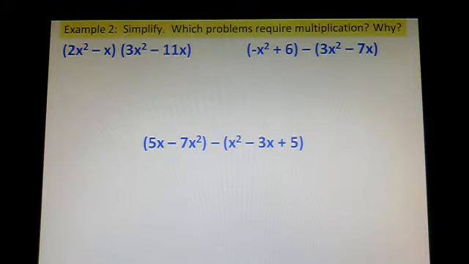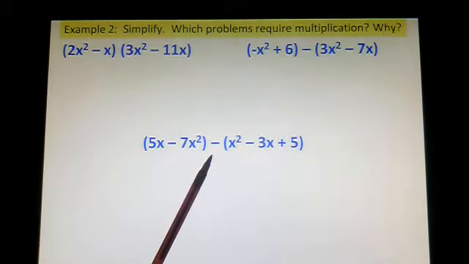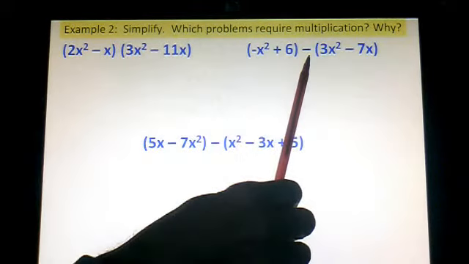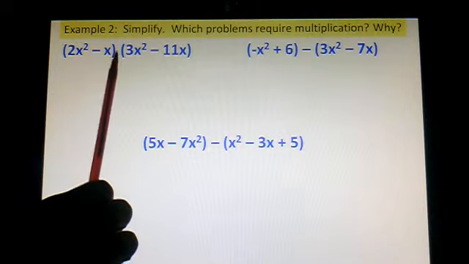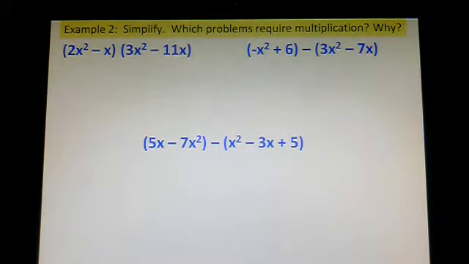So take a whip through these. Go for it. Be careful, because I threw a trick problem in here. That's a subtraction problem. That's a subtraction problem. That is not a subtraction problem. With no symbol in there, the FOIL is implied. Multiplication is implied on there.